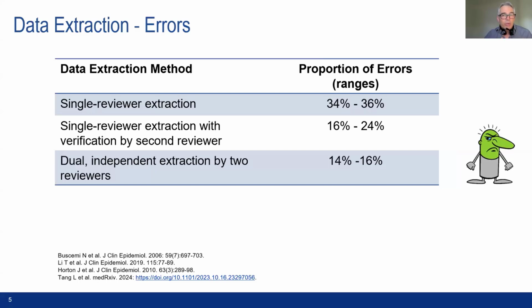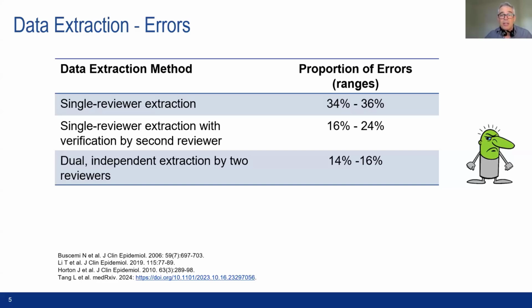There are basically three ways to do data extraction in reviews. The simplest approach is when a single person extracts data and nobody else checks it. So single reviewer data extraction. And the risk of errors then is high, really high. The most commonly used method involves a single person extracting data with another reviewer checking it afterward for accuracy and completeness. But errors still occur in about 16 to 24% of data items in the published studies, so method studies that looked into this.